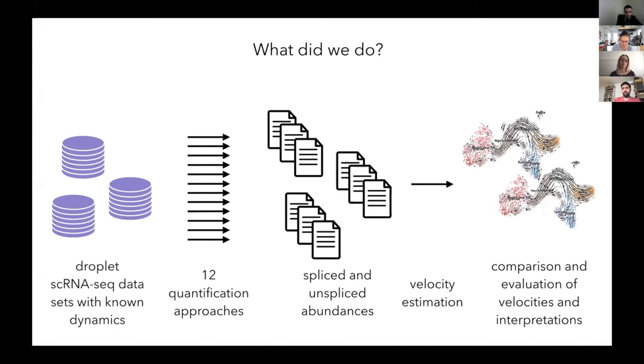And these 12 approaches represent 4 different software run in different ways. So Velocyto, STARsolo, Kallisto bustools, and Alevin, run with different parameters. Each of these tools or approaches gives us a pair of matrices of pre-mRNA and mRNA counts. And for each of these pairs, we then apply the same pipeline of RNA velocity estimation to keep that part consistent. And then we compare the results.